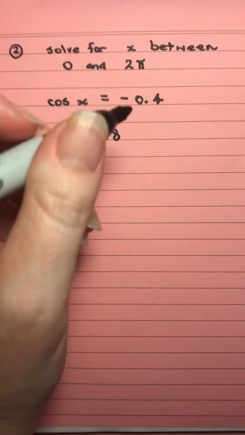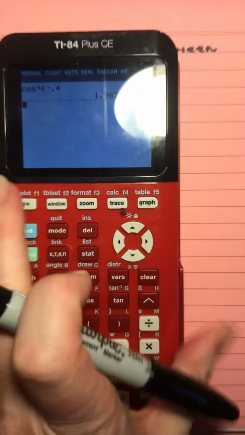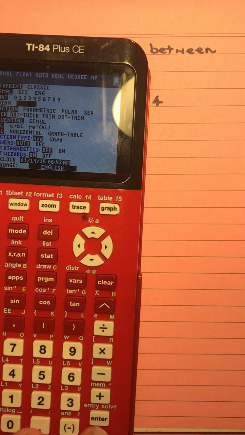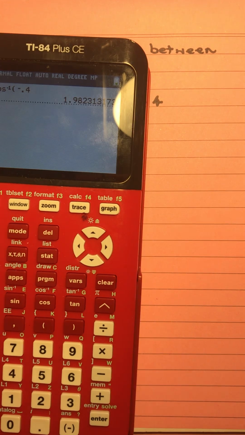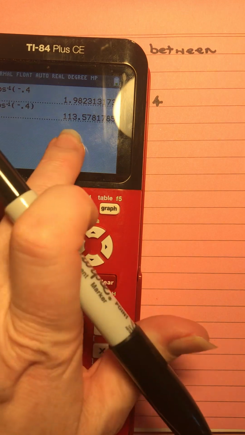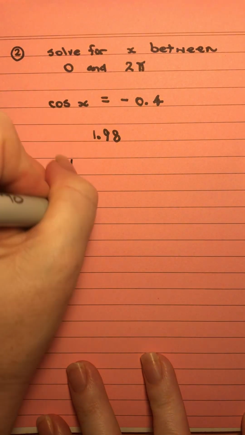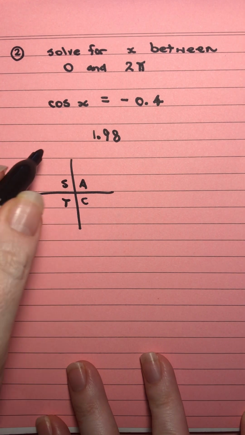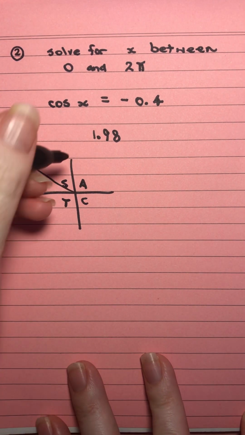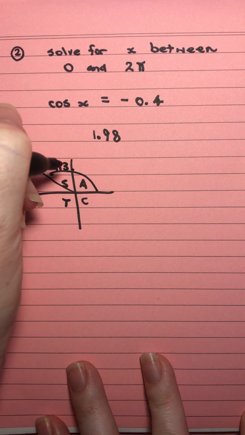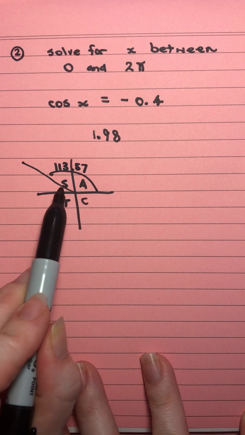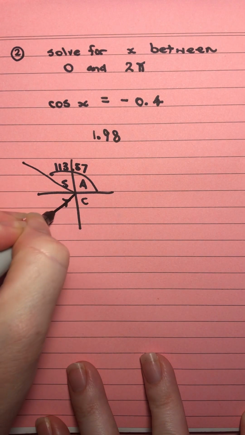Now, if we did it in degrees, I'll show you the difference here. If we grab it and we put it into degrees, that's sometimes a little bit easier to manage, and you can go back to radians at the end. You'll see we get 113 degrees. Now this makes sense because we've got a negative, and in the second quadrant, 113.57, that's where cos is negative. The other place that cos is negative is down here.